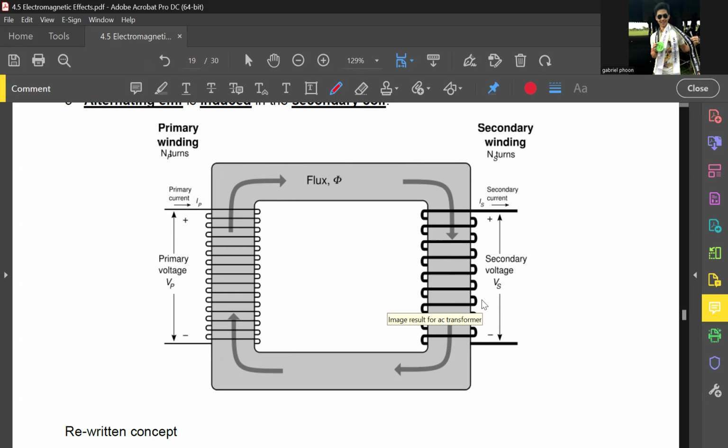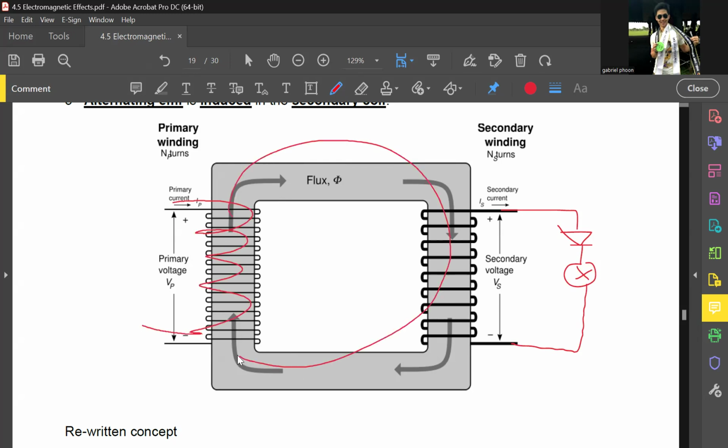Wait, but if there's a diode, wouldn't the diode prevent the current? Where's the diode placed? Okay, good. So let's say right now I have a diode here, and I have a light bulb here. What's going to happen is, because of the alternating current, when the magnetic field cuts through, it will allow it to flow this one time. But when the magnetic field cuts through like this, the current will flow here and then it will just stop here already.